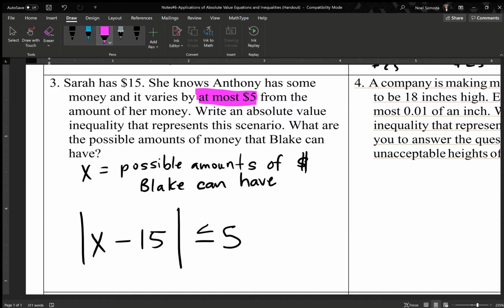If she has 15 and his money varies by 5, what's the lowest he could have? If you have $15, I tell you, either I have 5 more or 5 less than you. What do I have? 10 or 20. I could have 5 more than you or 5 less than you, right? You already kind of have an idea. So whatever you think the two answers are going to be, obviously it's an inequality, so it's a range. Make sure that's what shows up towards the end, okay?